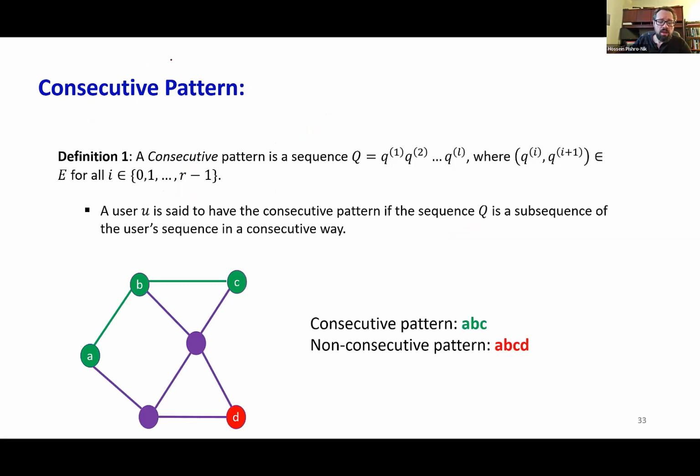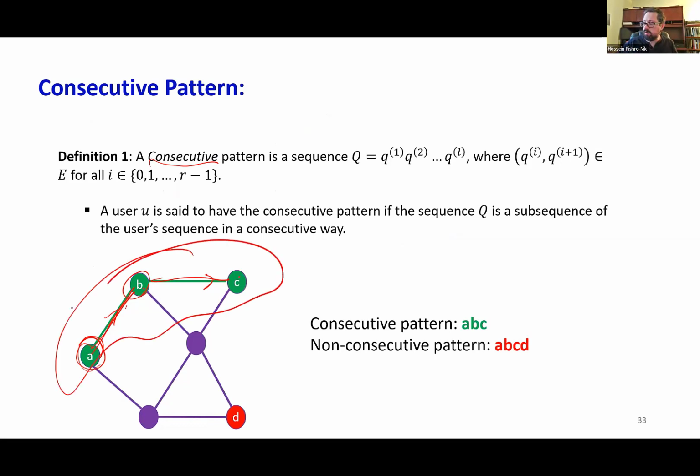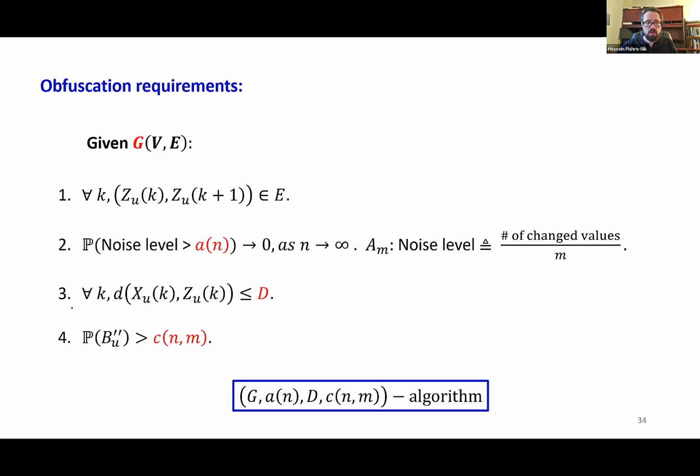And then we also focus on consecutive patterns. Because we are talking about the proximity of the locations, we consider only consecutive patterns, A from B to C, and the adversary is trying to use these kinds of patterns to identify the data. Okay, so what kind of requirements do we need to have?